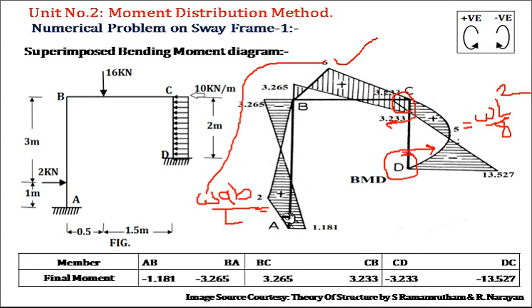So here we have superimposed the free bending moment diagram on the fixed bending moment diagram. This diagram is called the superimposed bending moment diagram. So this is the superimposed bending moment diagram for the given frame ABCD. Thank you for watching this video.